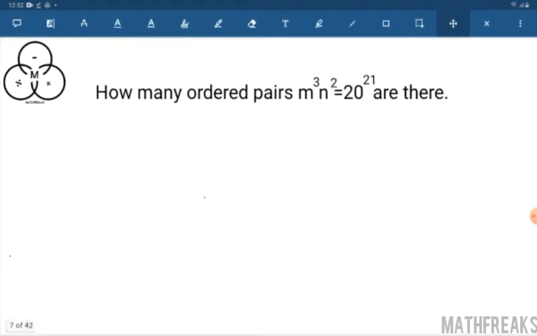Now, based on the idea of what we have learned in product rule, we need to solve this problem. This is a very beautiful problem. You can pause the video. I am solving it now.